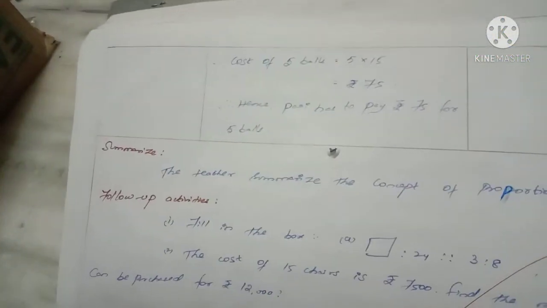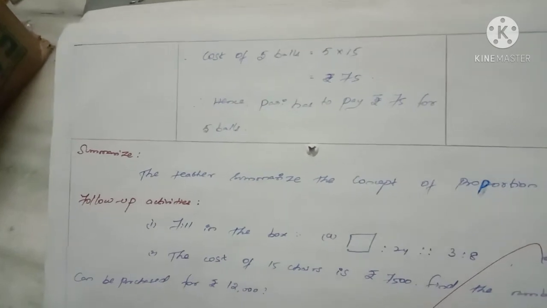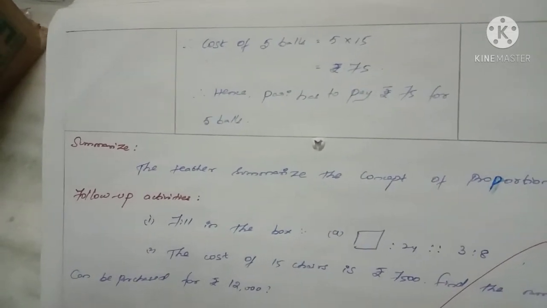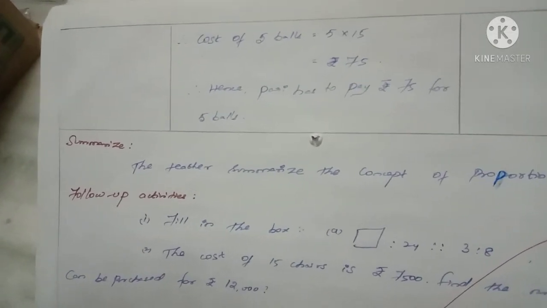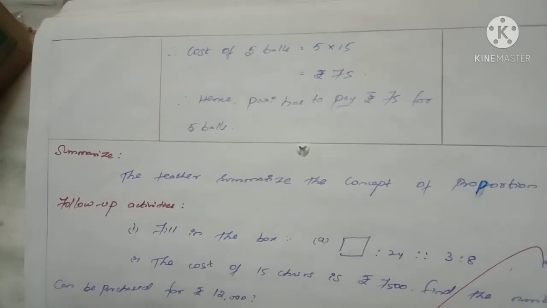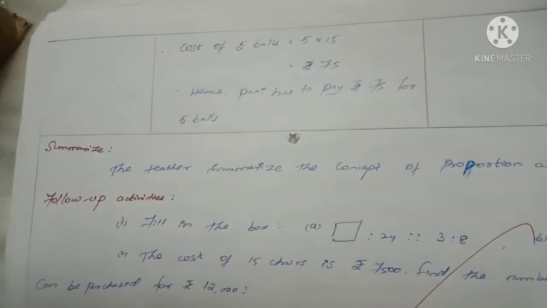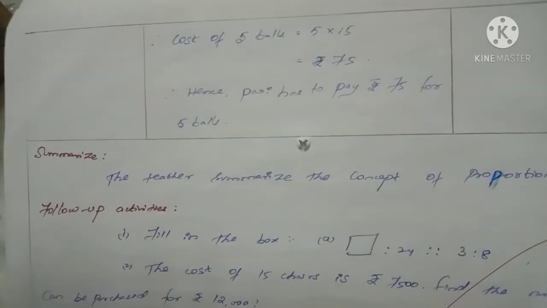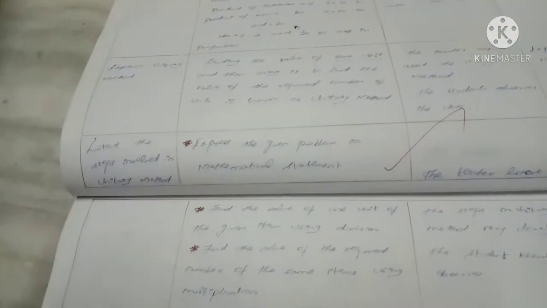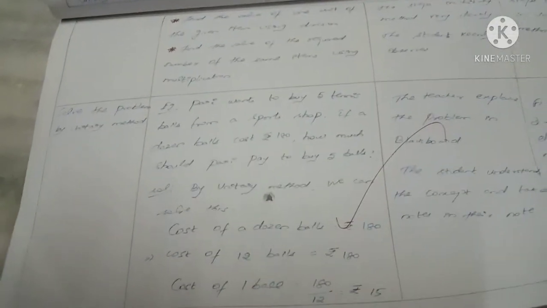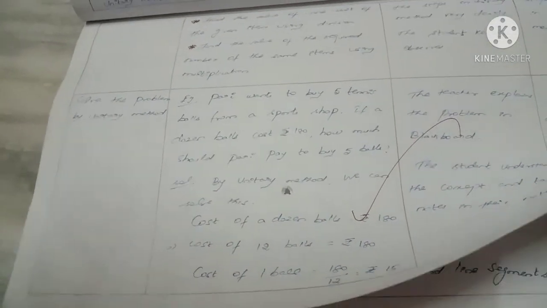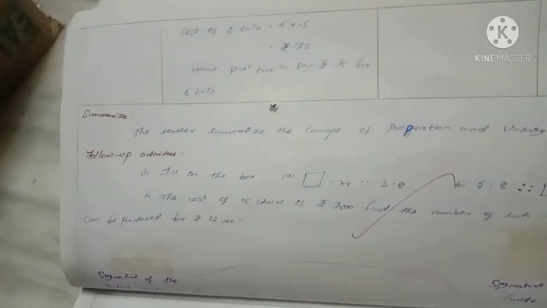In the second box, in the same row, the example continues. Cost of 5 balls equal to 5 into 15 equal to rupees 75. Hence, Pari has to pay rupees 75 for 5 balls. See, this is the continuation of this problem.